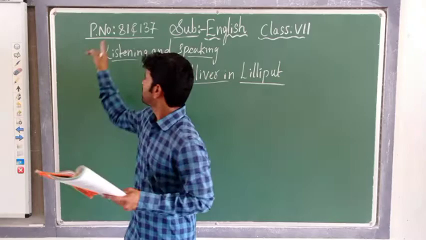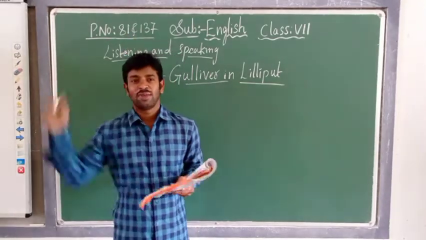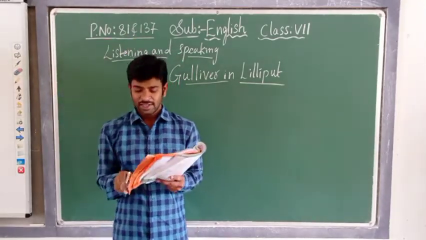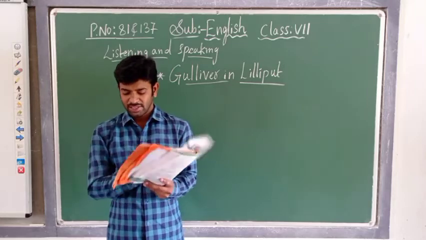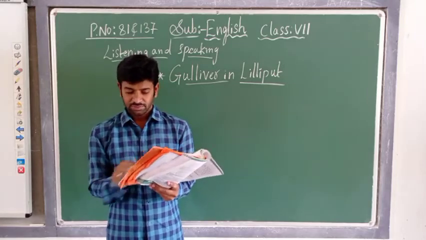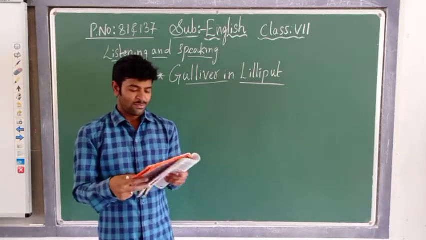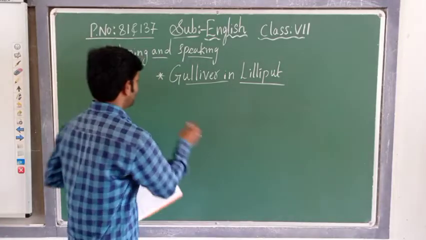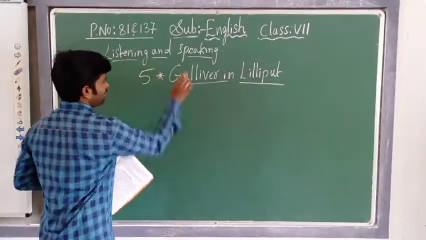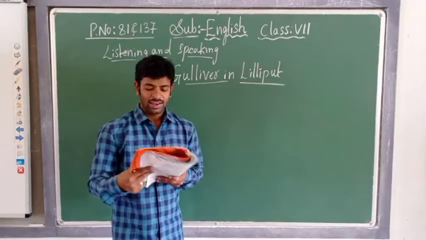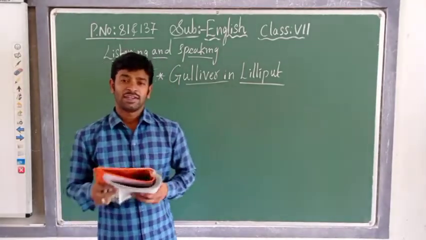Now, take page number 137. I have mentioned it on the blackboard also. Go to page number 137, children. So here we have our lesson, Unit 5, Gulliver in Lilliput. So I will read the story.